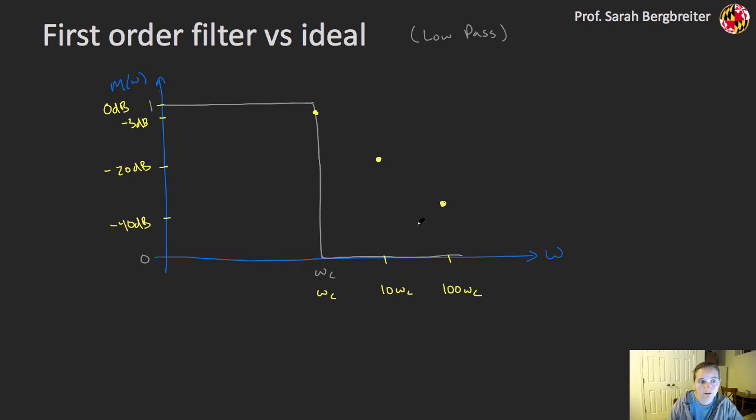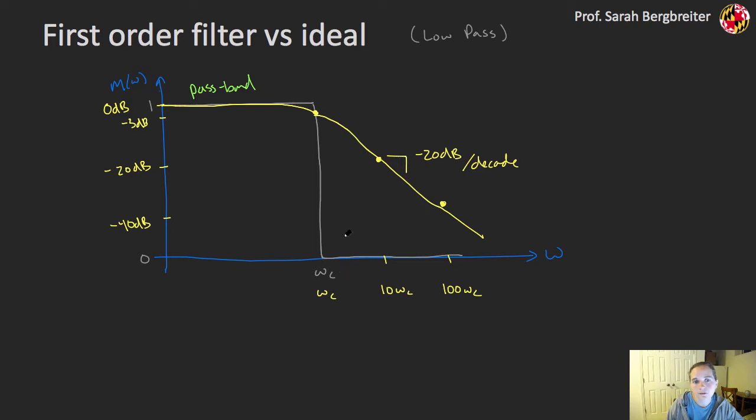So I'm at minus 40 dB at 100 omega C, I'm at minus 20 dB at 10 omega C, I'm at minus 3 dB at omega C, and I'm pretty close to 0 dB when I'm a decade below that, right? So I'm going to go through here and then roll off at my standard minus 20 dB per decade. So below my corner frequency, my real filter, so this yellow line here, remember, is my first order filter response. It looks fairly similar in this passband area right here.